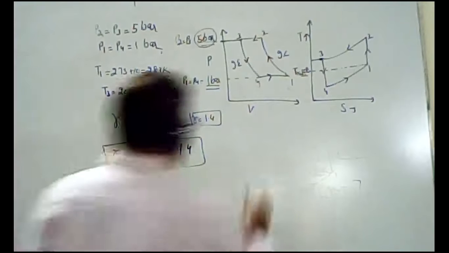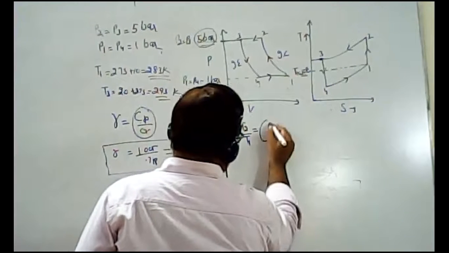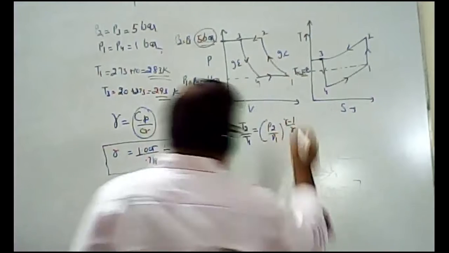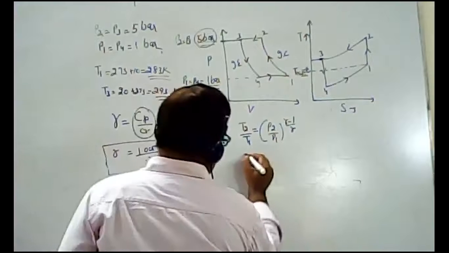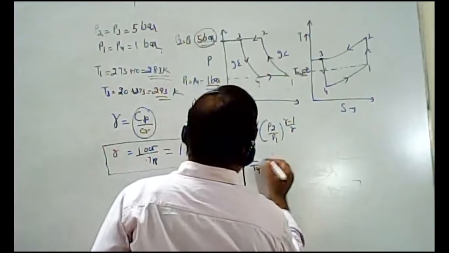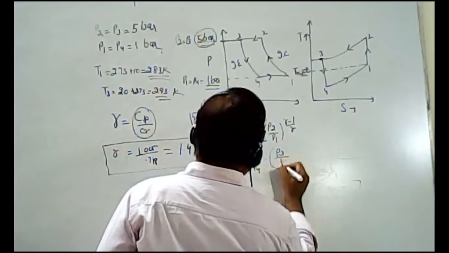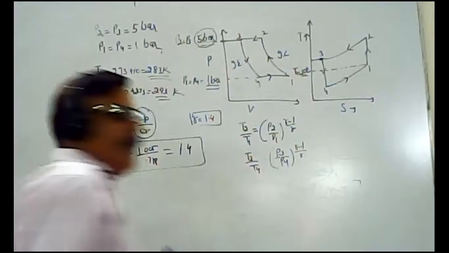Look here, T2 by T1 will be equal to (P2 by P1) raised to (gamma minus 1) divided by gamma, and for T3 by T4, that will be equal to (P3 by P4) raised to (gamma minus 1) divided by gamma.